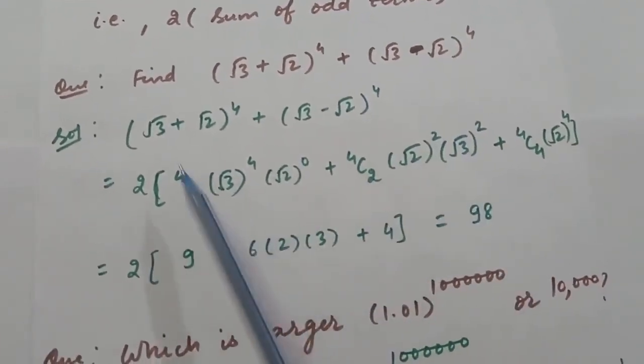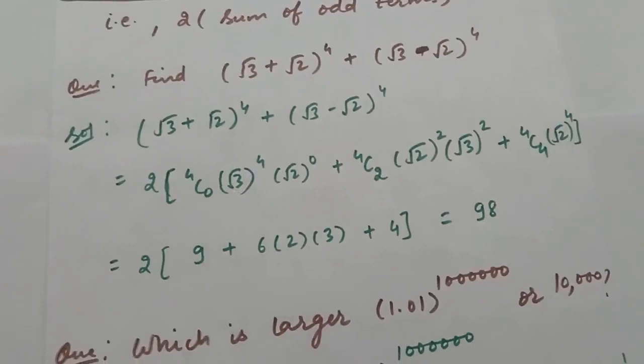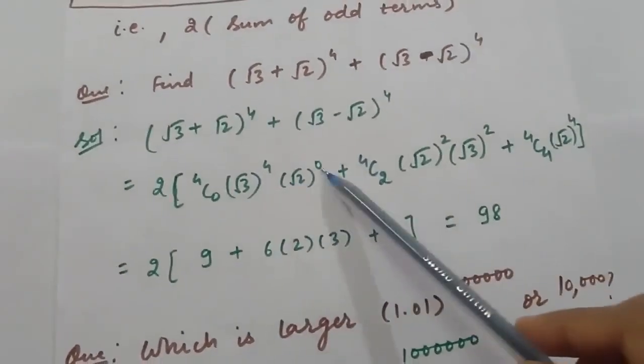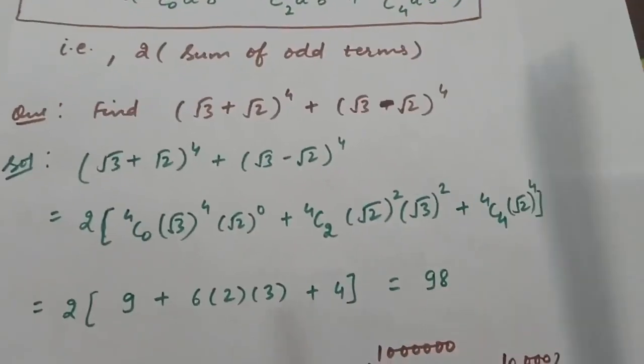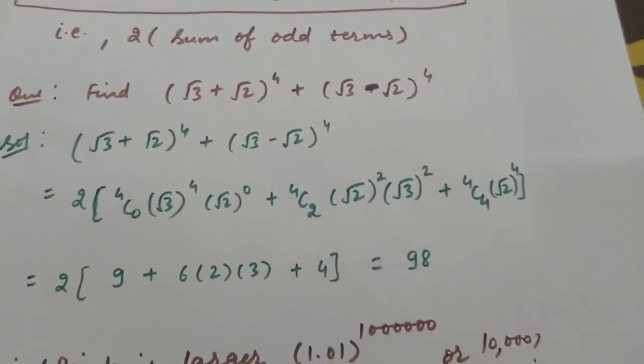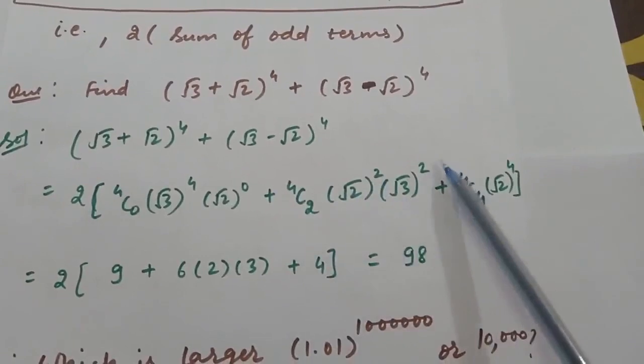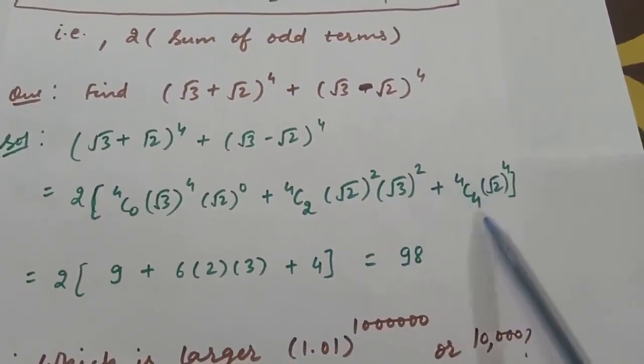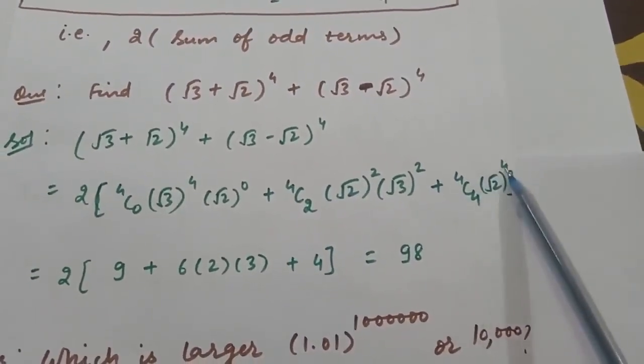So the odd terms will be 4C0 (√3)^4 (√2)^0, then plus 4C2 (√2)^2 (√3)^2, plus 4C4 (√2)^4.